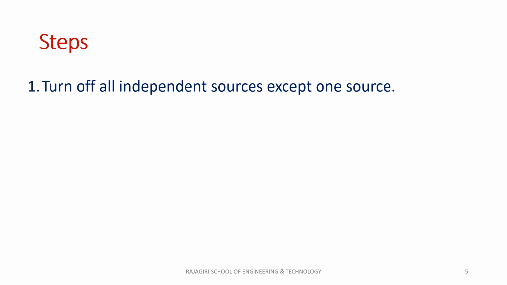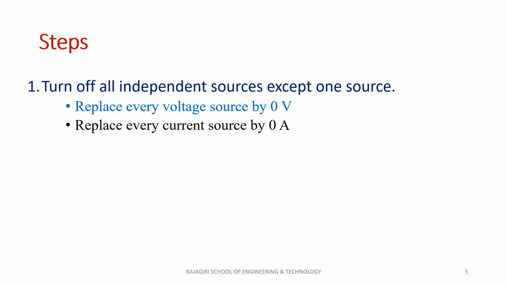Let us now take a look at the steps used while analyzing a circuit using superposition theorem. We consider the effect of one independent source at a time. Hence, we deactivate all independent sources except one. We do this by replacing independent voltage sources with short circuits and independent current sources with open circuits. We retain the dependent sources because they are controlled by circuit variables.